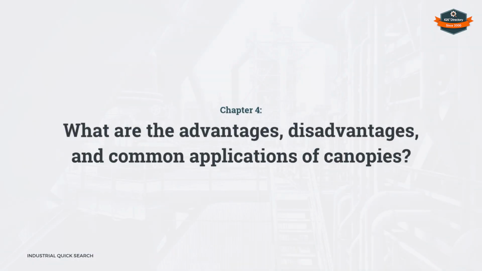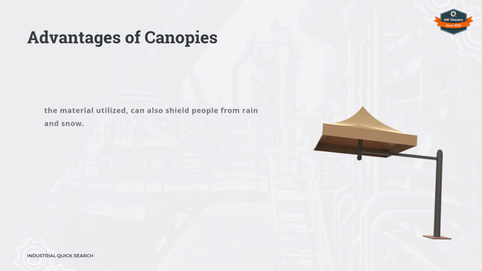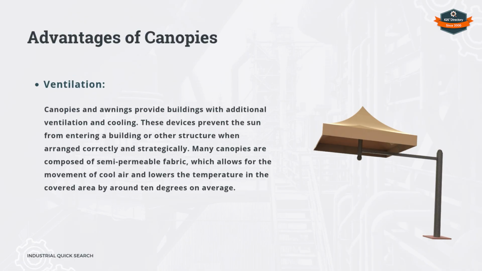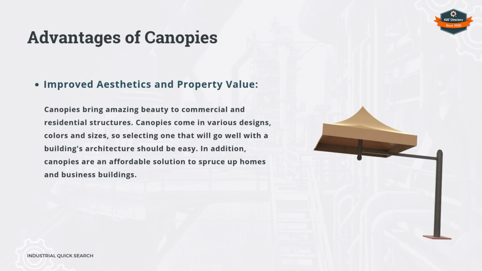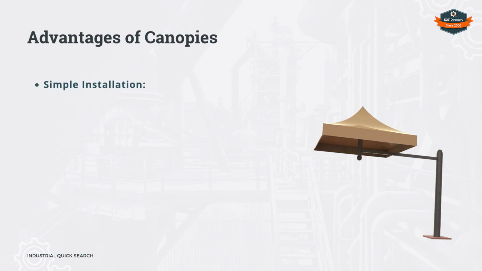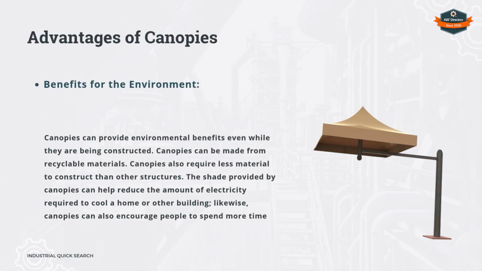Chapter 4. What are the advantages, disadvantages, and common applications of canopies? Advantages of canopies. Protection from the environment. Ventilation. Improved aesthetics and property value. Simple installation. Benefits for the environment.